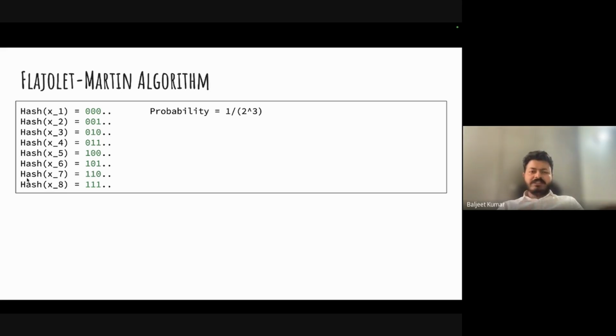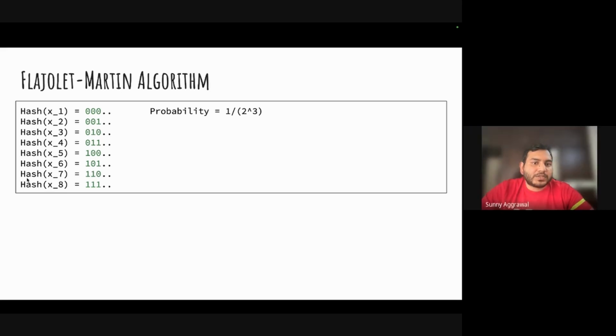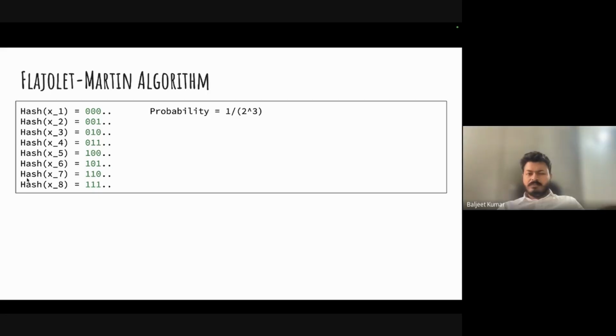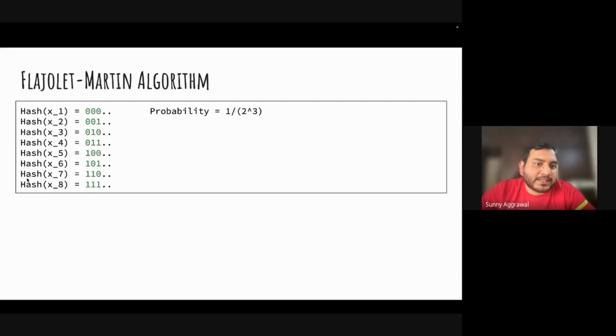In this data set, effectively it says that if you have seen X number of leading zeros, then 2 to the power X is your approximate number of people that you have seen. So for this algorithm, the first thing is we need to use a hash function, and second, it generates a binary output, and based on the digits that you're seeing, we say how many people we have seen.